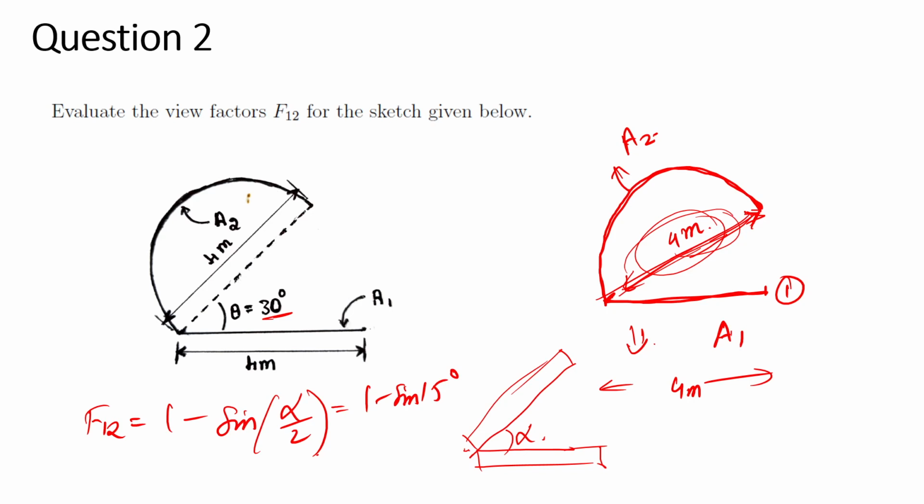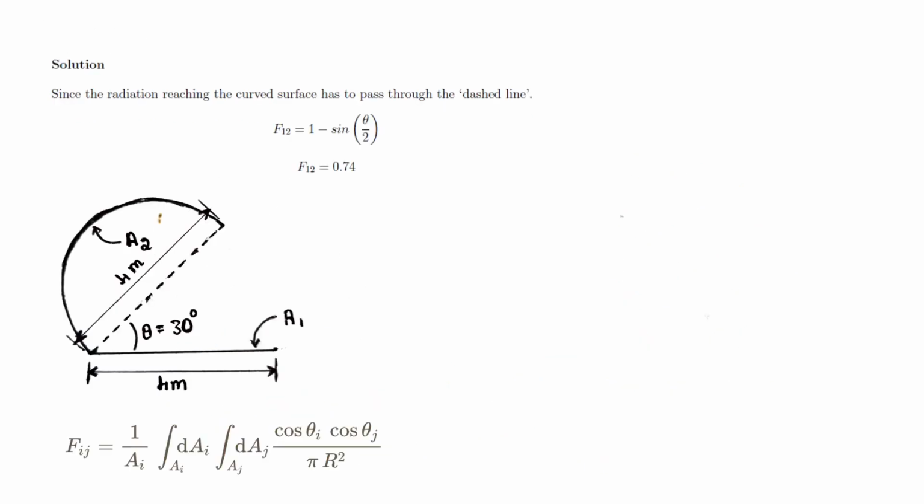This will be 1 minus sine 15, which is around 0.74. So the view factor for such a curved surface and horizontal plate will be 0.741. If you have any doubt, you can just write it in the chat box or unmute yourself and ask. Then this is the model solution.